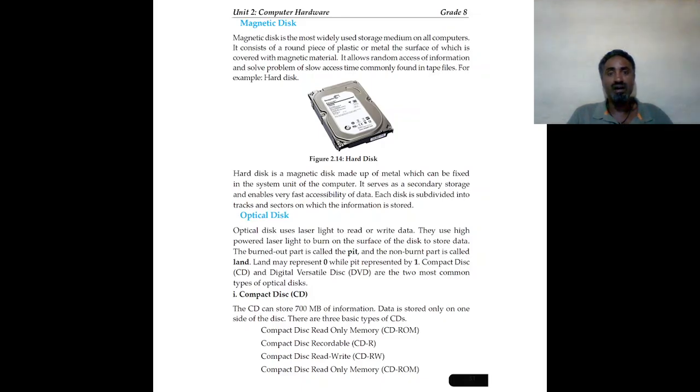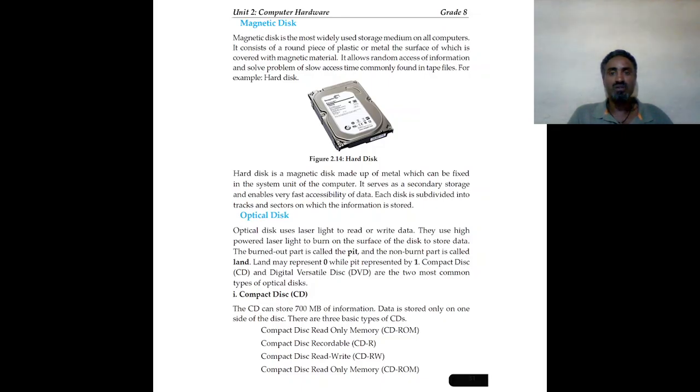We say hard disk or magnetic disk because it is made from magnetic material. The magnetic disk is the most widely used storage medium on all computers. Every computer comes with a magnetic disk or hard disk, whether it is a laptop or a desktop computer. It consists of a round piece of plastic or metal, the surface of which is covered with magnetic material.